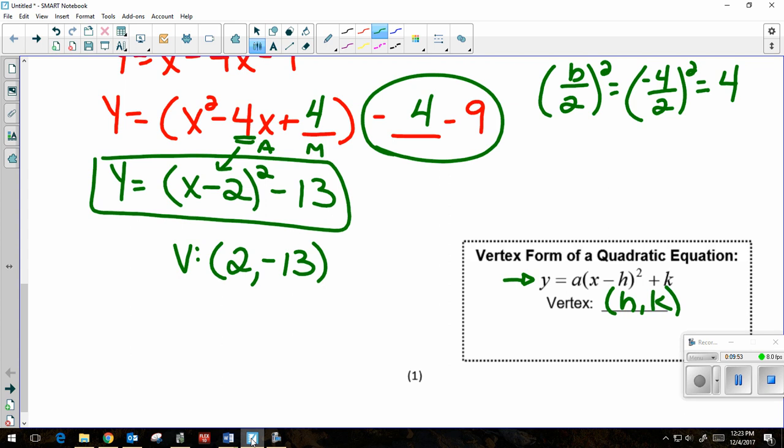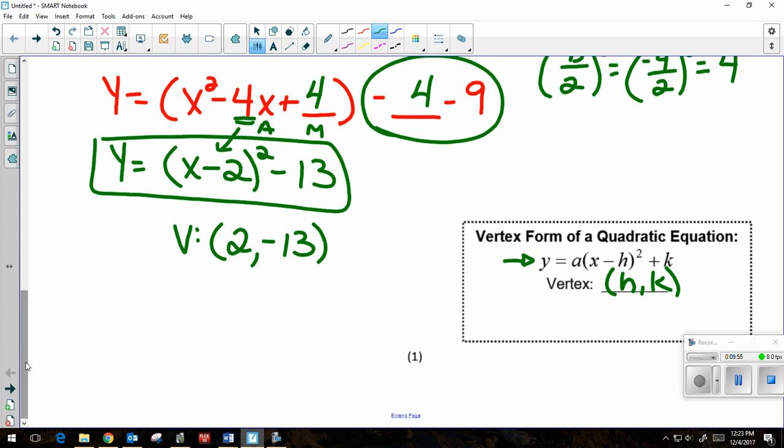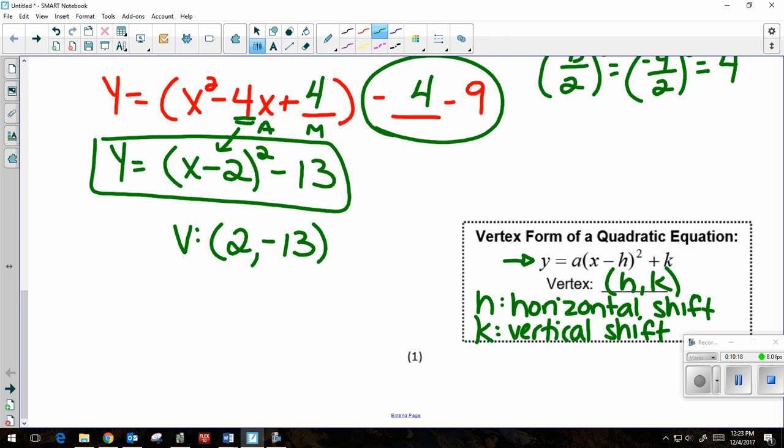Okay, so a couple other notes that you may just want to make yourself. A is going to be a number on the outside that'll deal with the vertical stretch, if you remember that from Algebra 1. H is going to be the horizontal shift, and K is going to be the vertical shift. Okay, so flip it over and let's take a look at another example.